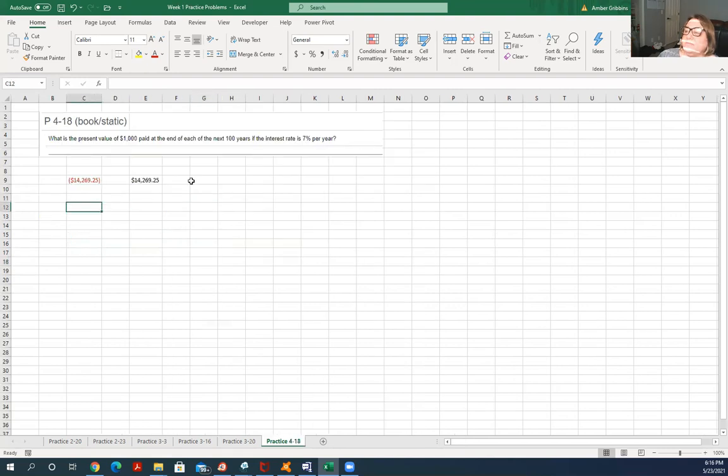The last problem is present value of $1,000 paid at the end of the year for the next 100 years if the interest rate is 7% per year. All right, so this time we're getting $1,000 for 100 years. Kind of sounds like a lot, right? And we want to know, if we wait 100 years and get $1,000 each year, what is that actually worth to us today?